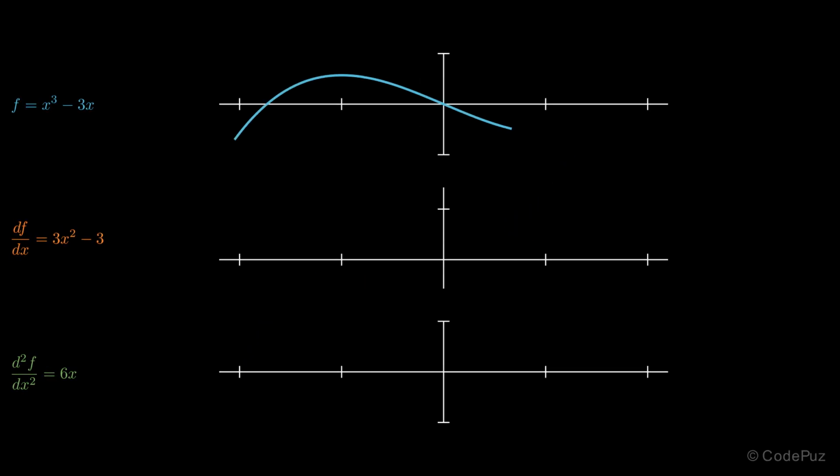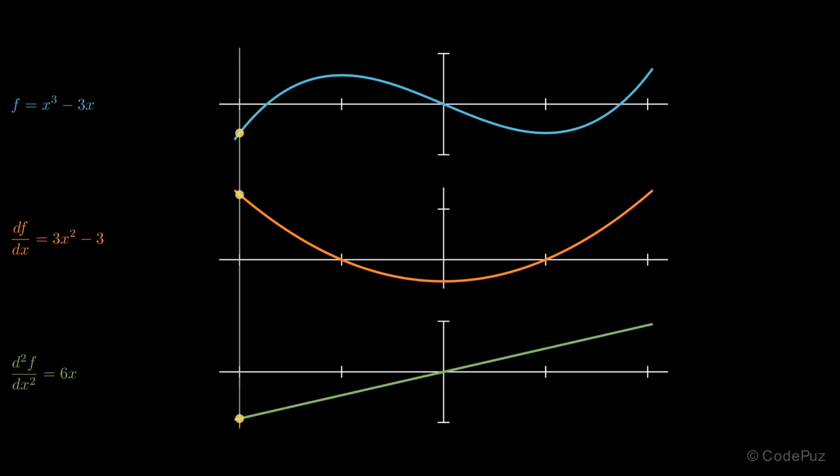3 tiers, stacked. The curve itself on top, its slope in the middle, and the slope of that slope on the bottom. A scan line will walk across all 3 at once, so we can watch them react together. The top curve has a hill, then a valley. 2 places where it turns.